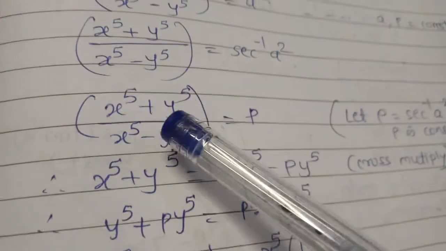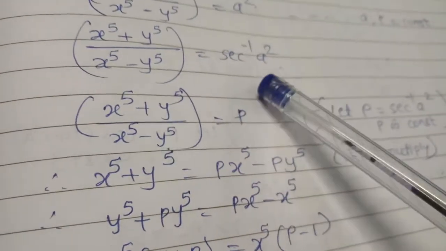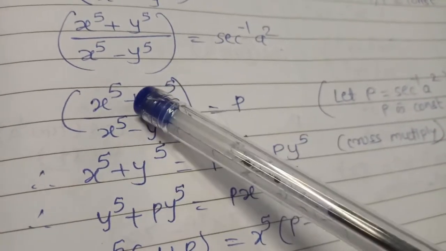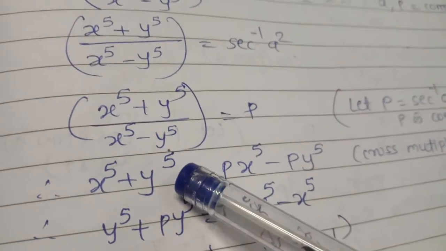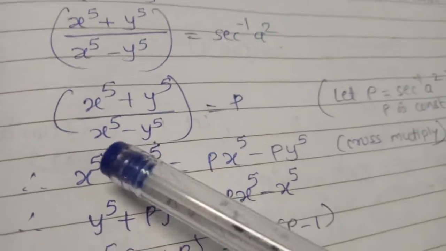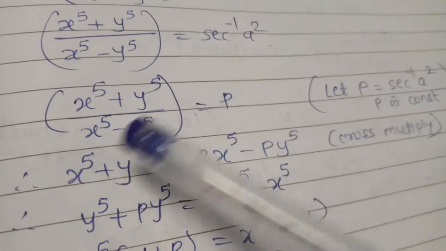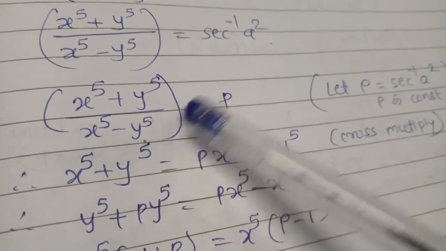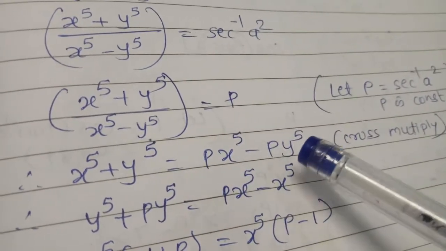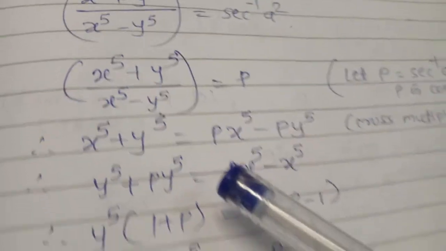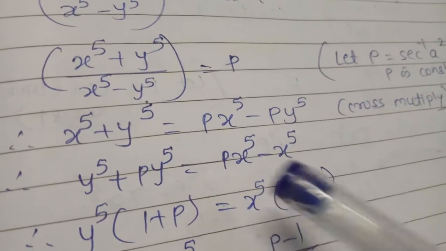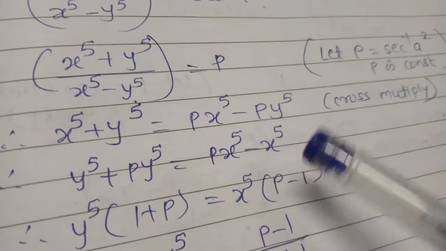Now we are moving these terms to this side, so it will get multiplied with this p. So the numerator is as it is, x raised to 5 plus y raised to 5. Now this will get multiplied with p, so x raised to 5 p and here minus y raised to 5 p, taking cross multiplication. Now we are moving all y terms to one side and x terms to the other side.